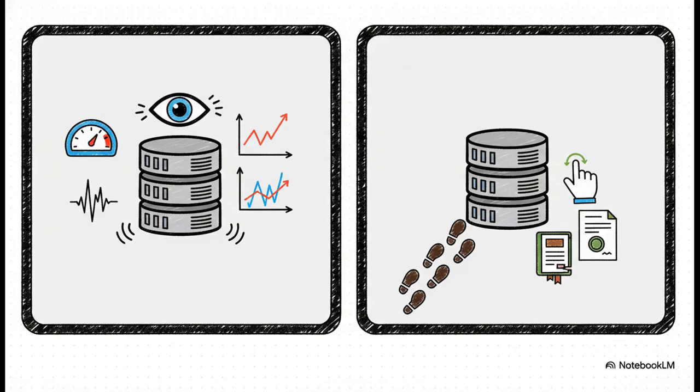CloudWatch is for monitoring the performance of your resources. CloudTrail is for auditing the activity in your account. That's it. Performance versus activity. That is the fundamental difference, the core distinction you have to know.